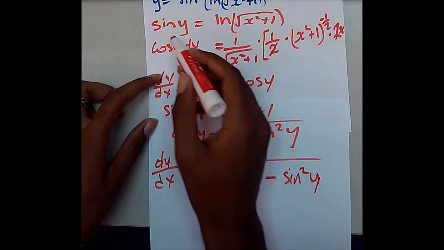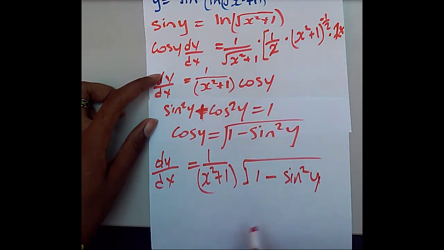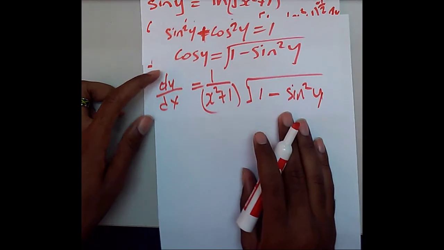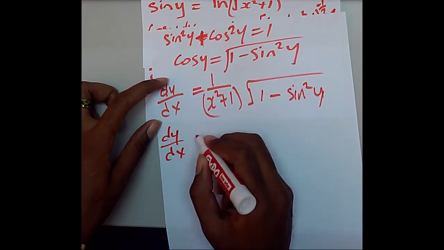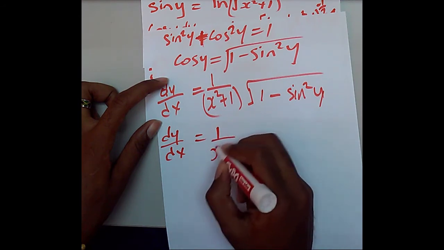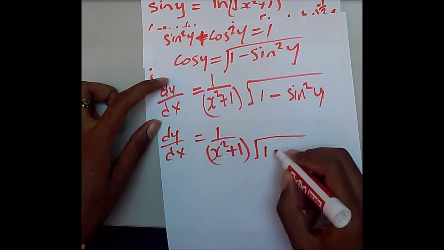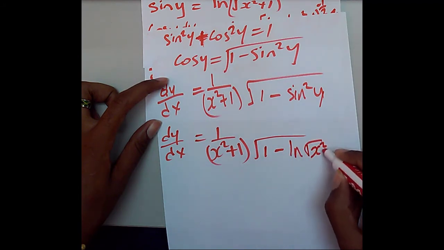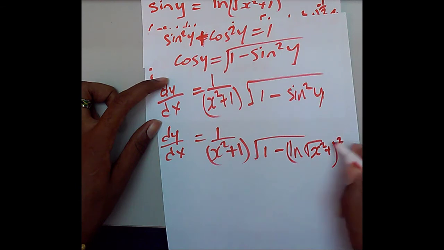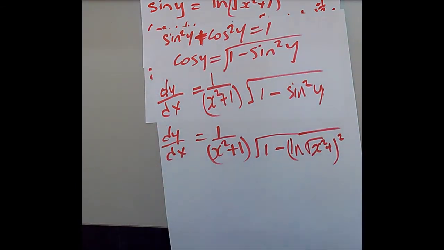However, our sine y was ln square root of x squared plus 1. So our dy by dx is equal to 1 over x squared plus 1 times the square root of 1 minus ln square root of x squared plus 1, all squared. And this is our final answer.